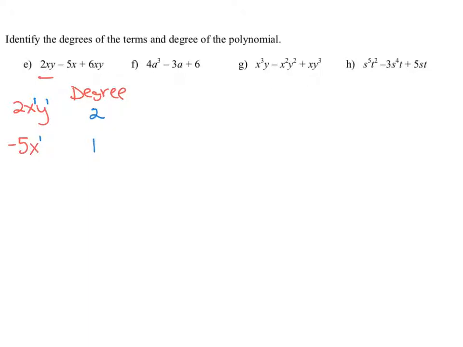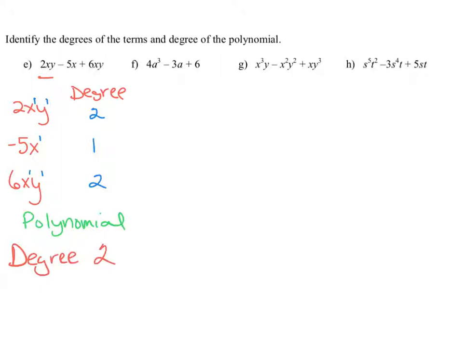The third term is 6xy, which is 6 times x to the first and y to the first. So the degree of that third term is 2. Now we're looking at the degree of the entire polynomial. For the entire polynomial, the degree is whichever is the highest. In this case, the polynomial entirely has a degree of 2.